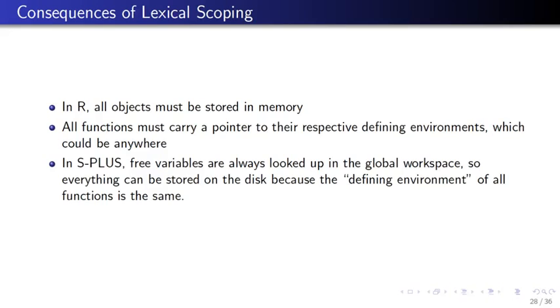Second, every function has to carry a pointer to its defining environment, and that defining environment could literally be anywhere because there could be functions within functions, and if one function returns another function, then there has to be a pointer to that piece of memory where the defining environment is stored. So this makes the model a little bit more complex, but all the more useful. In S+, which was the original implementation of the S language, the free variables were always looked up in the global workspace. So everything could be stored on the disk because the defining environment of all the functions was the same.